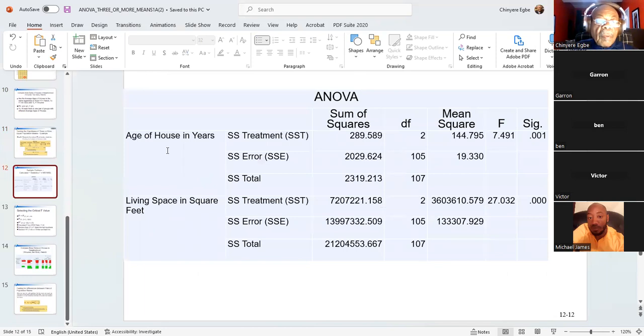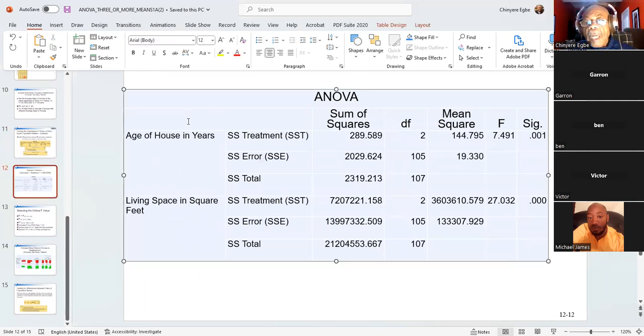And so we print a software printout for an ANOVA test, and it will show you the calculated F. As you can see here, the calculated F is 7.49 on the average age of houses, and the average size of living space in the houses is also tested.